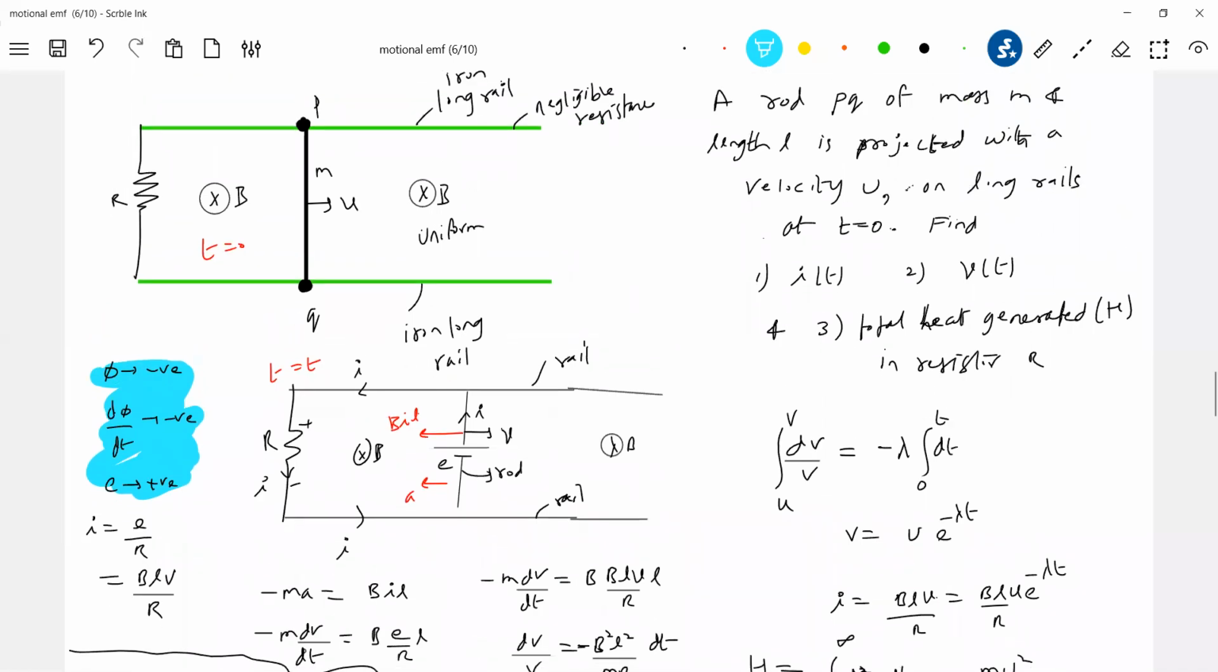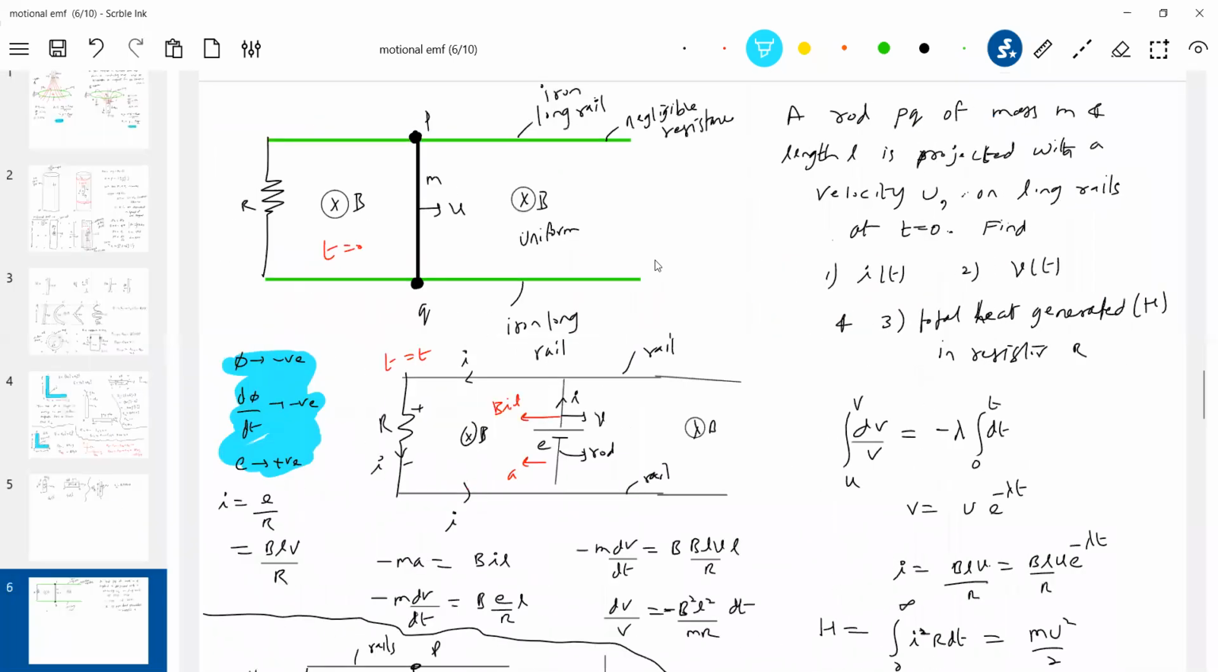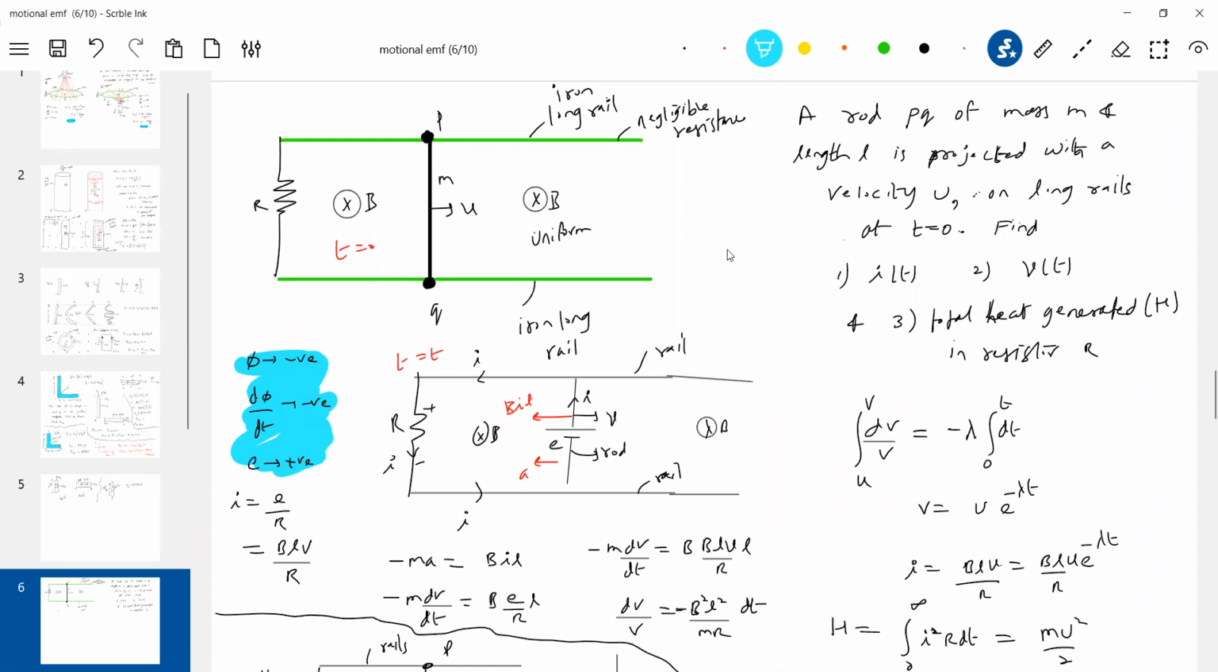Just see once. Shall we say now power? What is the role of BIL? Yesterday only I discussed. Once again, let me focus here. What is the role of BIL?